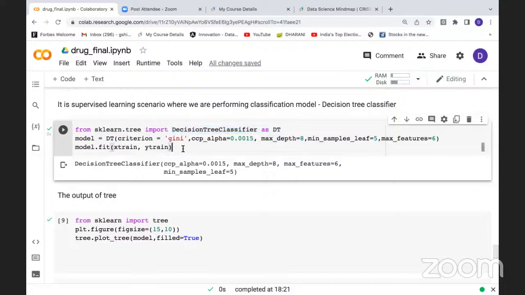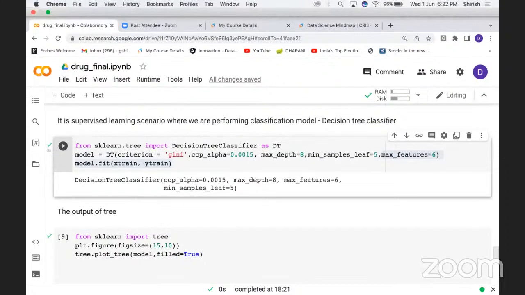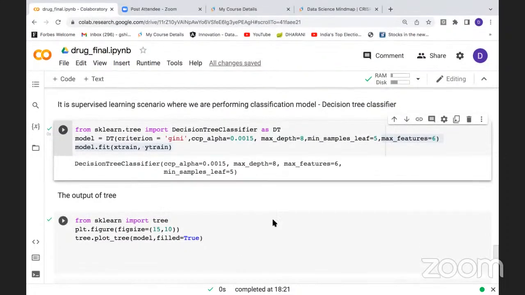So the decision tree criterion is Gini. Like we have entropy, we can also write entropy here. I'll show you that also. Then ccp_alpha, max_depth, min_samples_leaf, and max_features is 6. I'm saying take 6 features only to build a tree. I don't want the tree to grow to the fullest. I'm restricting it from growing.